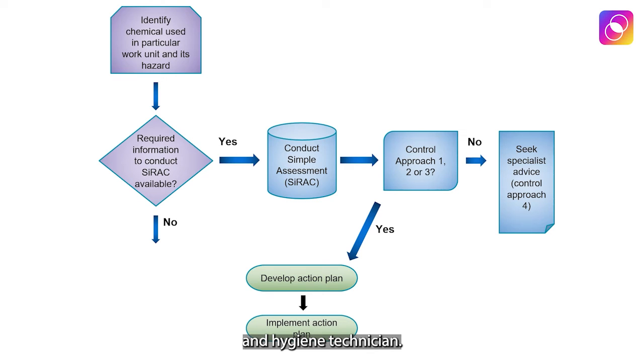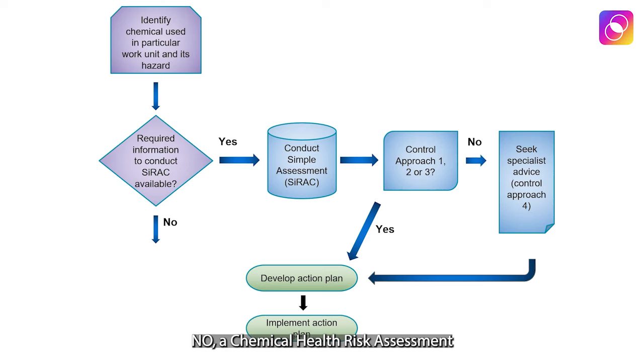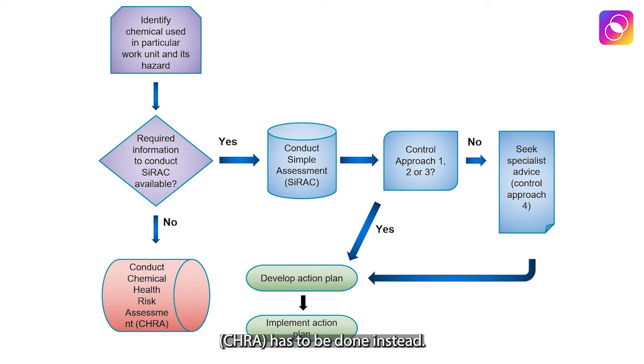such as an industrial hygienist and hygiene technician. On the other hand, if the criteria to conduct SiRAC are not met, and if the required information is not available, which is an outcome of no, a Chemical Health Risk Assessment (CHRA) has to be done instead. An action plan is constructed with the result of the CHRA conducted, referring to control approaches 1, 2, or 3. However, if it is not sufficient to reduce the exposure, it will proceed with control approach 4, which is to seek specialist advice as well. The last step would be the implementation of the action plan that has been constructed.